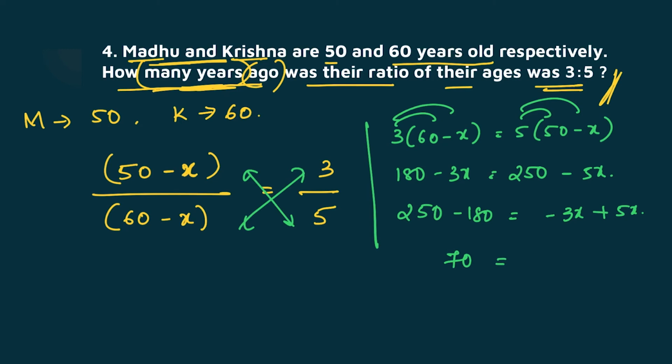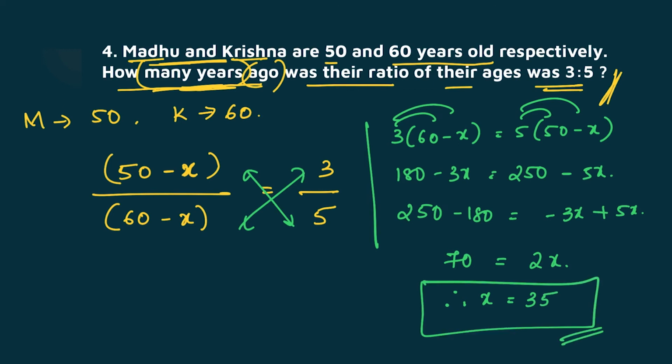70 is equal to 2x. Therefore, the value of x is equal to 35. So here we know x is not the age, it is the number of years before the ratio was in the age of 3:5. That is 35 years ago, Madhu and Krishna's ages were in the ratio of 3:5.